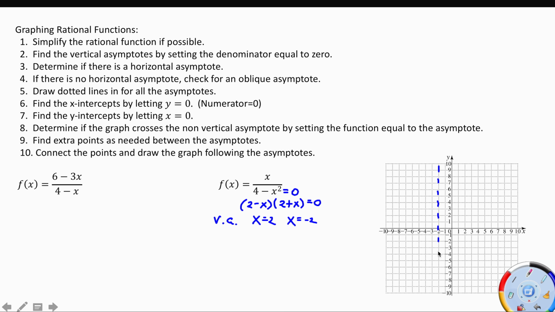Remember, I can have any number of vertical asymptotes, but only one other one. Horizontal or oblique, only one. Okay, now let's find the horizontal asymptotes. I'm going to compare the degree of the numerator to the degree of the denominator. If the degree of the numerator is less than the denominator, like in this one, there's automatically a horizontal asymptote at y equals 0.